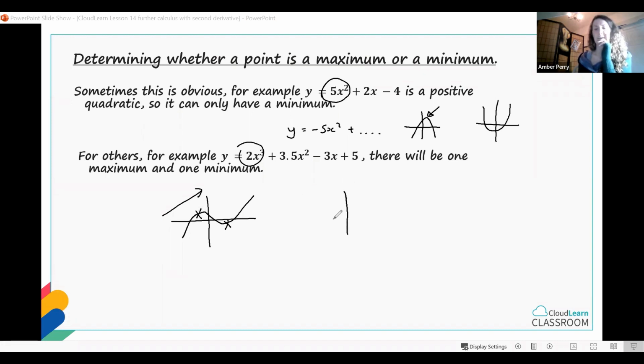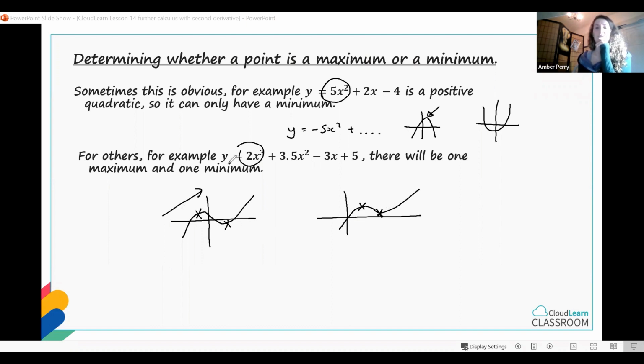It might not always be that the maximum is negative x and the minimum is positive. It might be that it's like that, where x is positive in both places, but you can see that the maximum is still before the minimum. So the maximum is just a smaller value of x, okay?